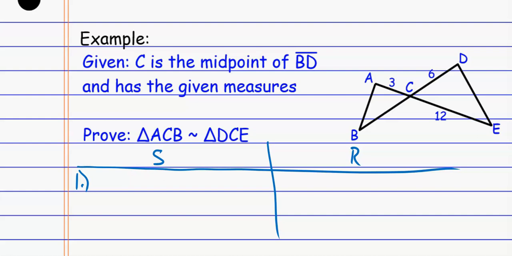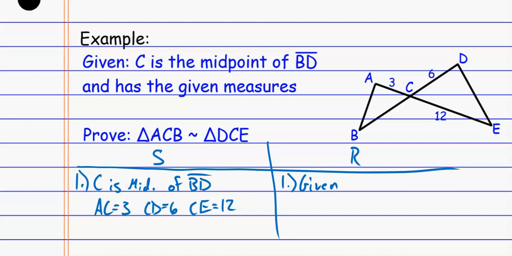And so for this one, I'm going to start with the given. So C is the midpoint. And then we have the given measurements. I'm just going to write these out. I'm going to say AC equals 3. And I'm going to say that CD equals 6. And I'm going to say that CE equals 12. And all that was given.